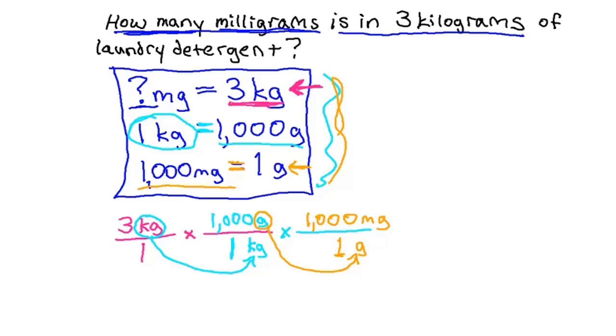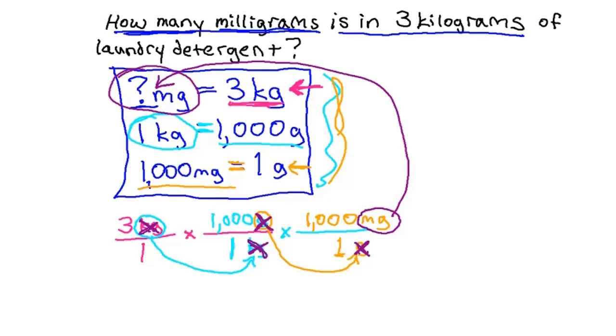Now we can go through and we can cross off any of the units of measurement that appear on the top and the bottom of the fractions. So we have kilograms here, and diagonally across from that is kilograms. We can cross those out. We have grams here, and diagonally across from that we have grams, so we can cross those out, leaving us with just one lonely milligram unit of measurement. Now let's go back up and check our question mark. Is that what our question mark is asking? Question mark milligrams. So yes, so we know we set it up right, because our unit of measurement left is the unit of measurement we need for our question mark.